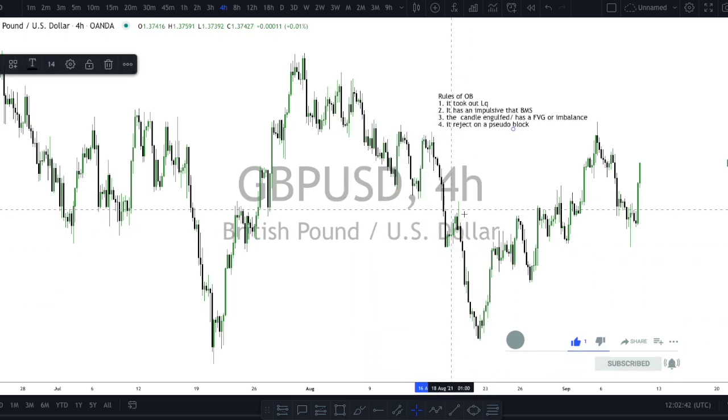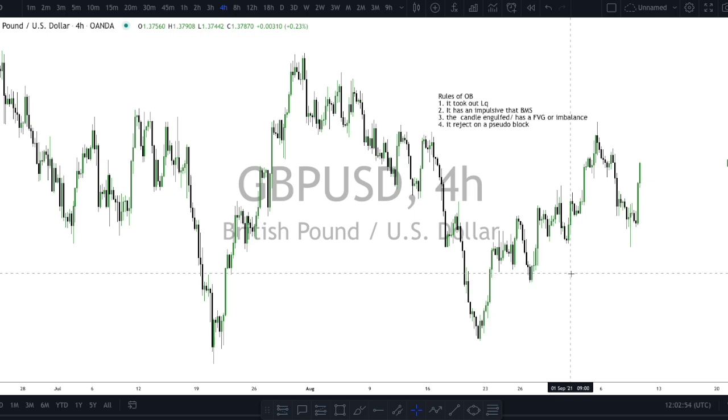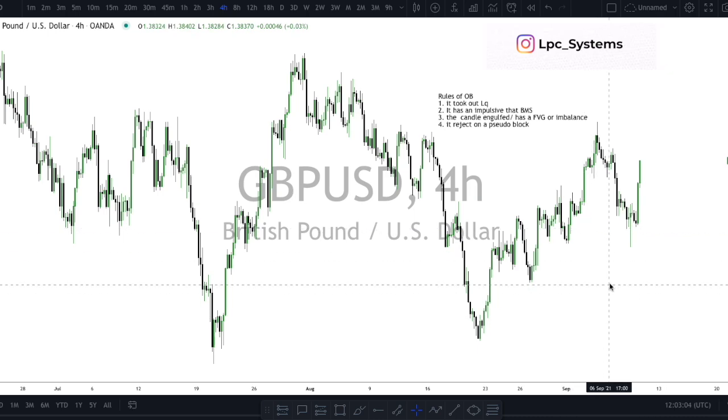And you should know that we also have categories of other blocks. We have bullish order blocks and we have bearish order blocks. So what is a bullish order block? A bullish order block is the last down candle before the up move. We can say it is the last bearish candle before a bullish run.